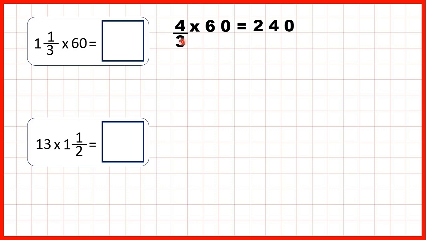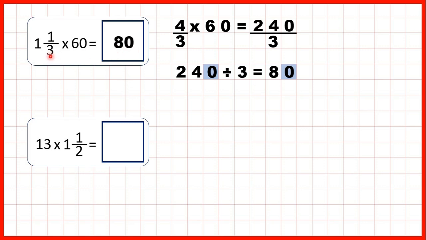But we need to remember that the denominator of 3 stays the same, so we have 240/3. If we divide 240 by 3, we get 80. That's because 24 divided by 3 is 8, and if we have one end zero in a dividend, we need one end zero in the quotient. So our answer is 80. So sometimes when we multiply a mixed number by a whole number, we can still get a whole number as our answer.